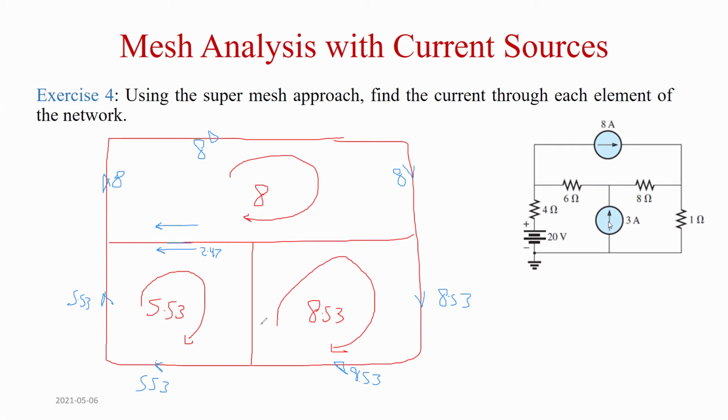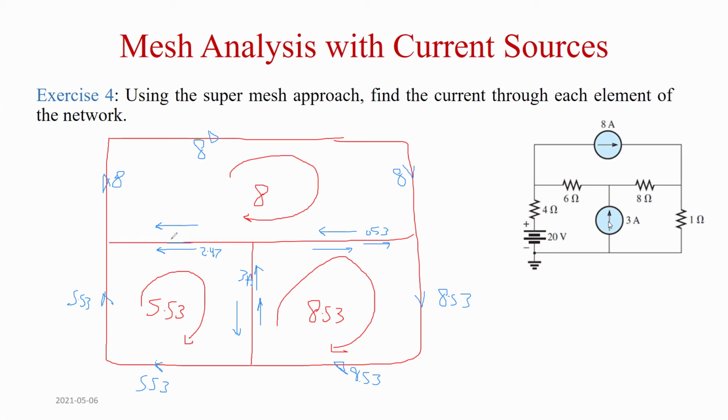Here we have 8.53 going this way, and we have 5.53 going this way. So who is going to win? The total is going to be the difference between them, in the direction of the bigger flow. Here you have 8 in this direction and 8.53 in this direction. So the total is going to be 0.53 in this direction.